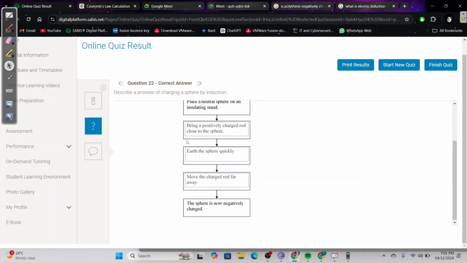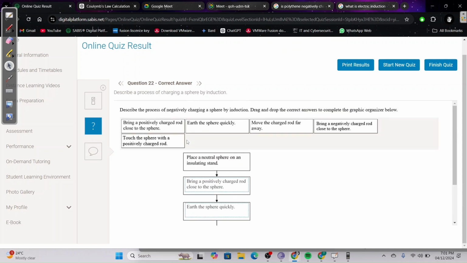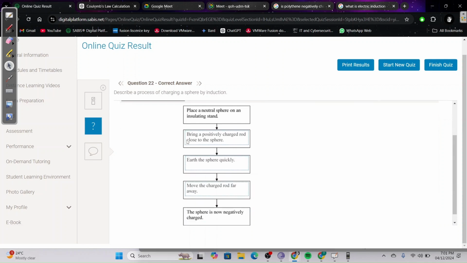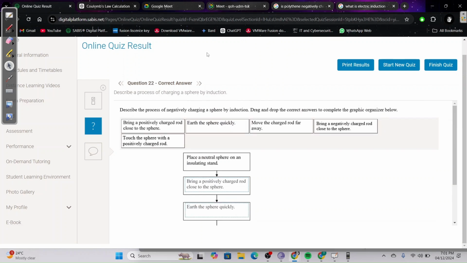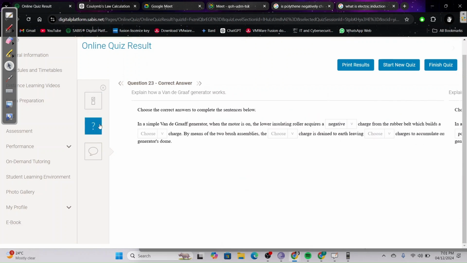Then you earth the sphere really quickly because you don't want any excess charges in the sphere. You want to get rid of the negative charges, or any charges that are excess in general. Then you move the rod far away, and the sphere is now negatively charged. It's kind of self-explanatory.